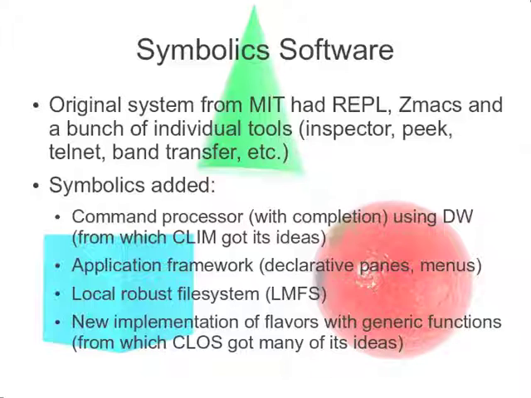Symbolics added a command processor, and it has a fairly powerful model of how to do input-output, which was invented by Mike McMahon for Dynamic Windows, but which is also used in CLIM, which was intended to be a portable equivalent.